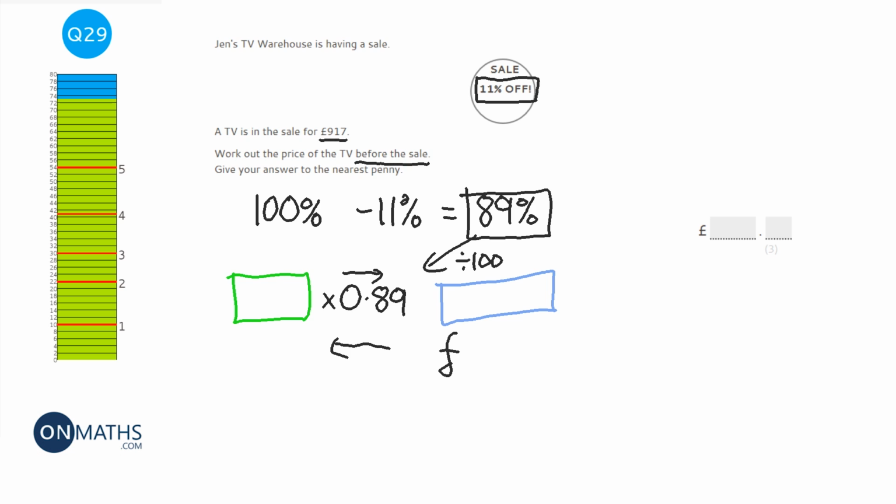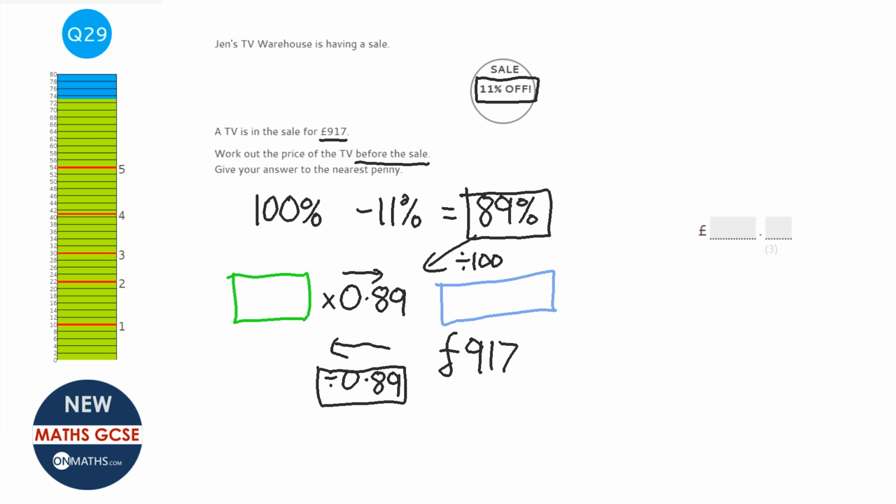So the end price is 917. So instead of timesing it by 0.89, when we're working the other way, we divide it by 0.89. Now I show it this way round because I like to have it in the middle, but we've got to do 917 divided by 0.89. Don't do 0.89 divided by 917, otherwise it won't make sense.